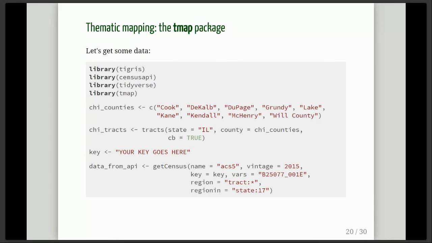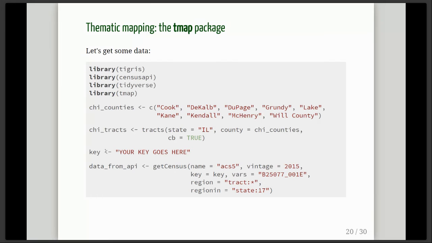So I'm going to pull in some packages here, the Census API package, the tidyverse package to get us access to tidyverse functions, and the tmap package by Martijn Tennekes for thematic mapping. So I'm going to define a vector here of counties for which I want to pull data, and I'm going to supply that vector of counties to the tracts function. I'll also specify that the state is Illinois, and because I'm doing thematic mapping, I'm going to set cb to TRUE.